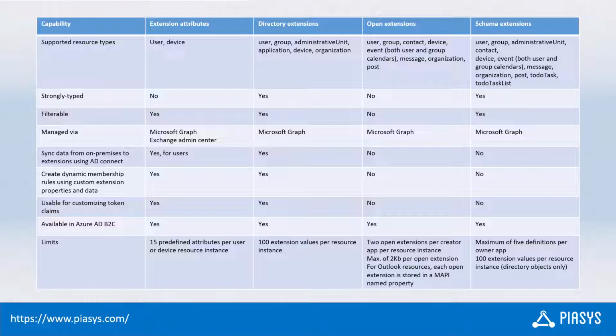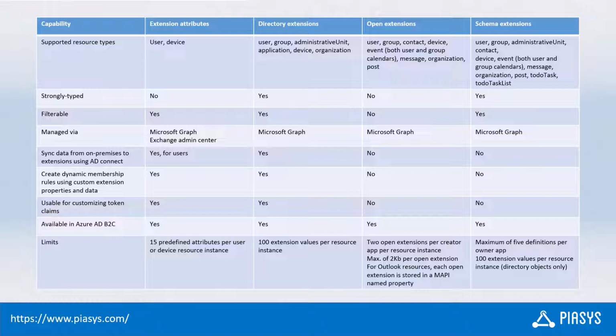And again, if you think about how you can use those extension properties, well, if you use the extension attributes and the directory extensions, you can use them in claims inside the token describing your users. Last but not least, all of them are available in Azure Active Directory B2C, which makes them really interesting also in scenarios where you want to integrate with external directory systems.